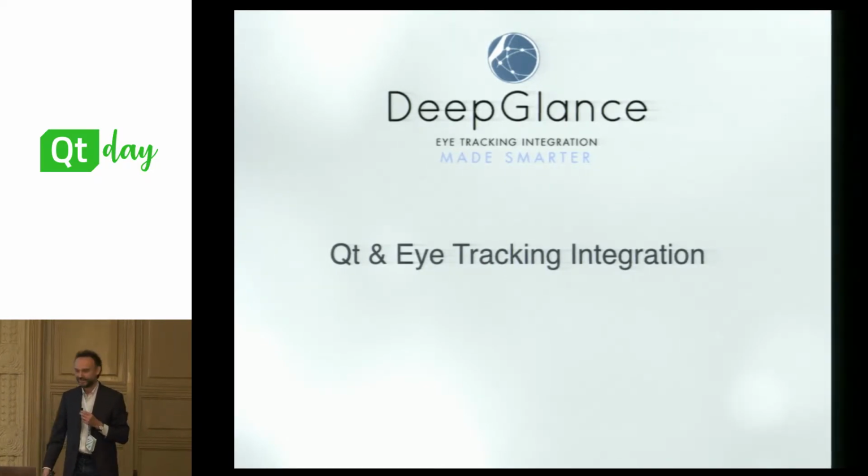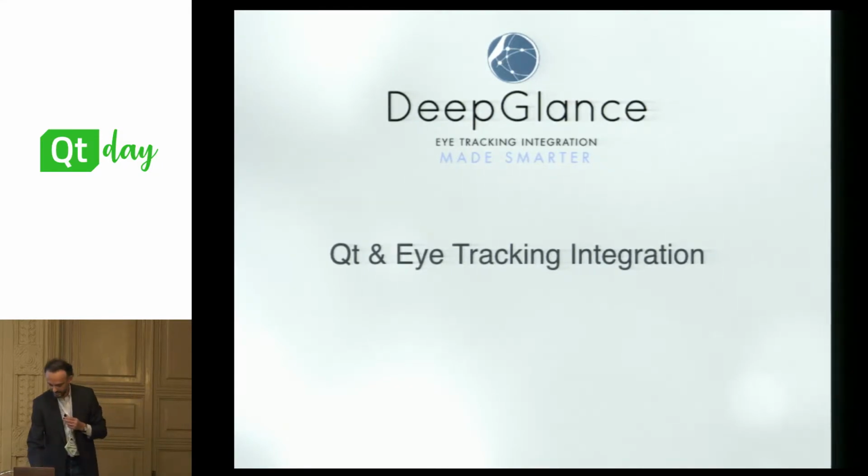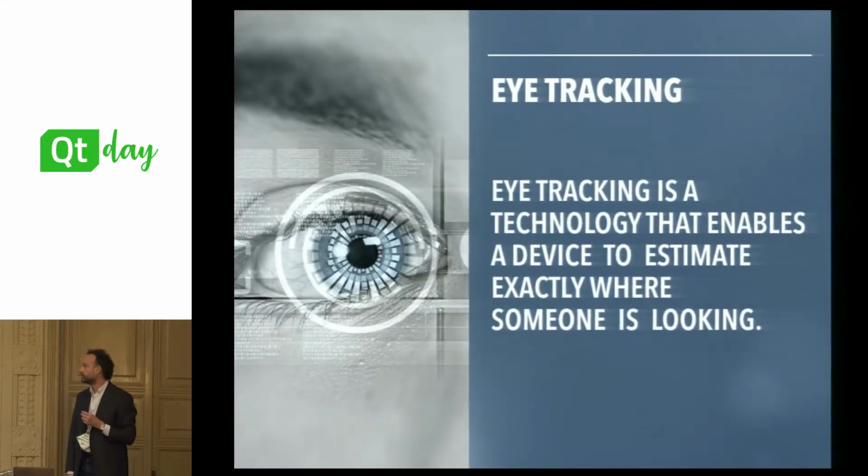OK. So what is eye tracking? Eye tracking is a technology that enables to estimate the gaze position of a person. It's usually performed by a device that is called an eye tracker. There are several producers of eye tracker devices. The biggest one is a Swedish company. And it's a 1,000-person company, so it's a big company.